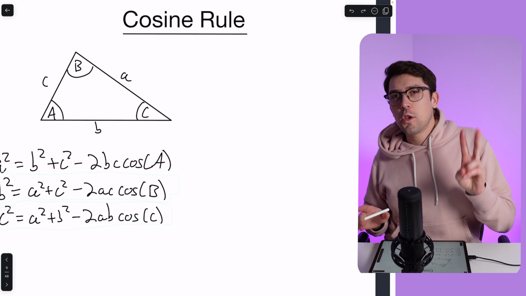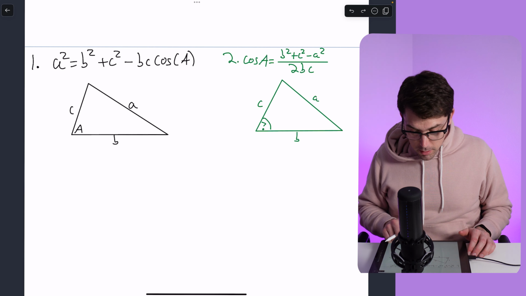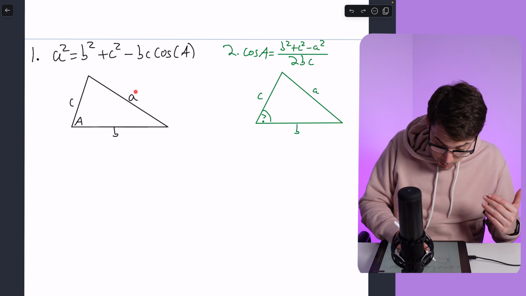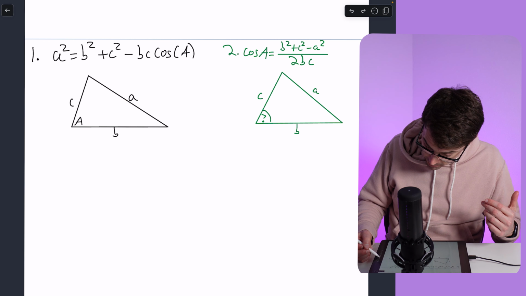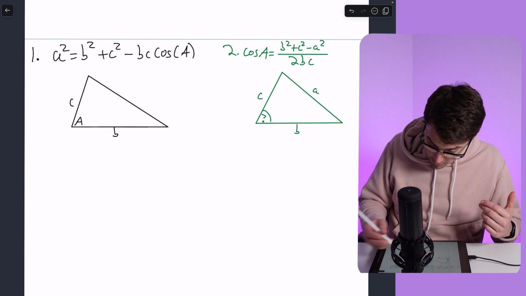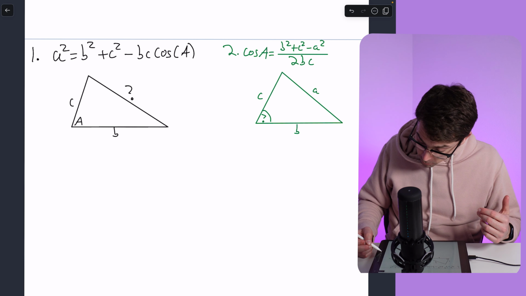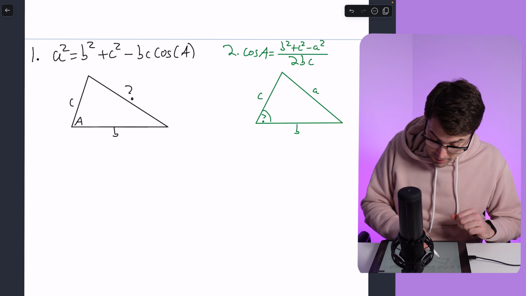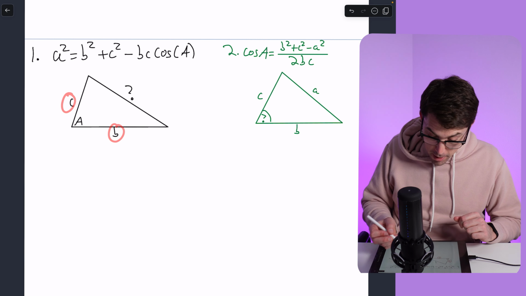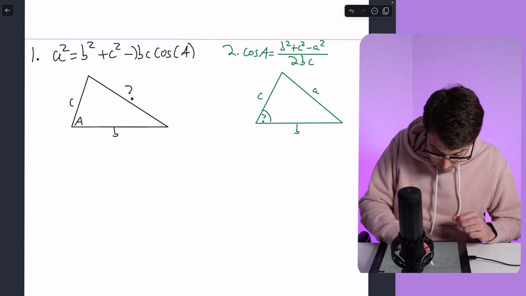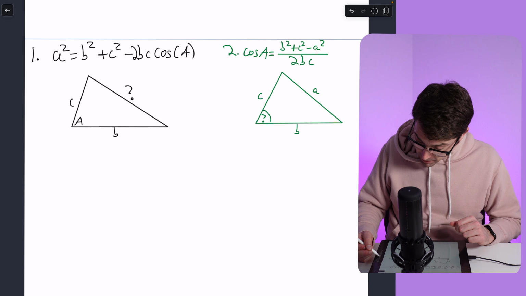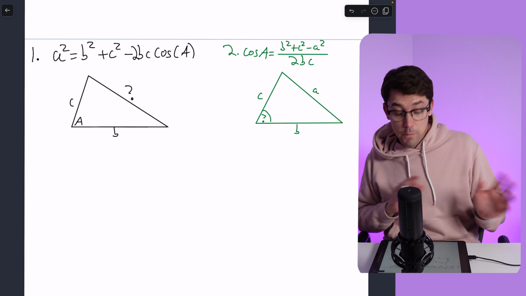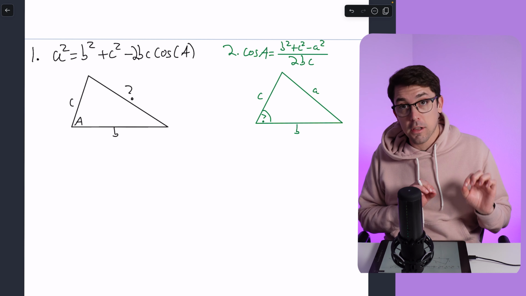Now, let's take a look at 2 different scenarios where we might use this. In one of those scenarios, we're going to be looking for a side. So we're going to be looking for this side right here. In fact, let me replace this with a question mark. If I'm looking for this side, which is opposite of angle A, I'm going to take that squared, and that's going to equal this squared plus this squared minus, and you know what, I forgot something here, minus 2 times whatever this is, times whatever that is, times the cosine of whatever this is. And if we square root both sides, we'll get our answer for the length of a.